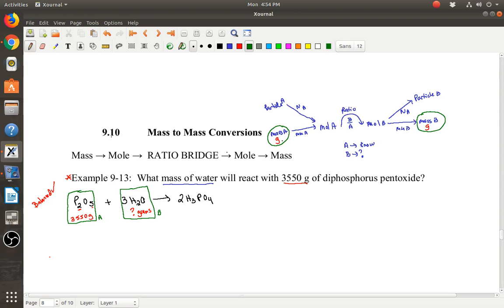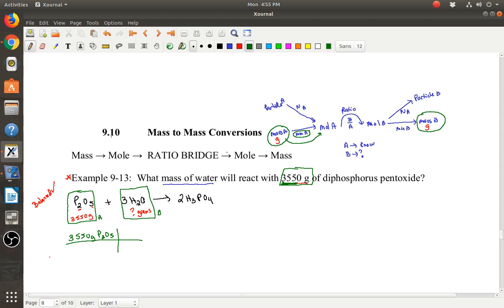So we're going to use the pathway to help us remember what to do. We're changing mass into moles. So we're going to find the molar mass of A. That's our first step. Now you always begin with the number inside the equation. You don't begin with a conversion factor. You begin with the number you were given in the equation. So 3,550 grams of diphosphorus pentoxide is my beginning point.